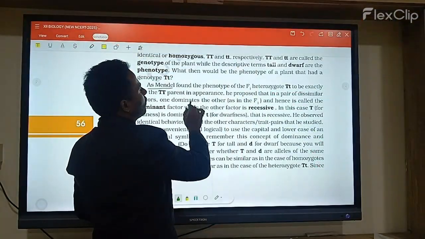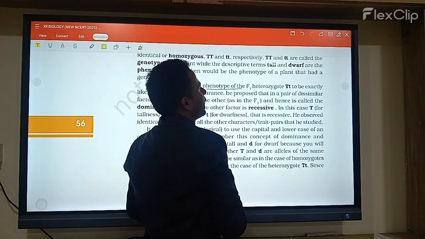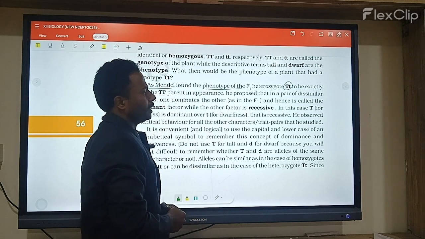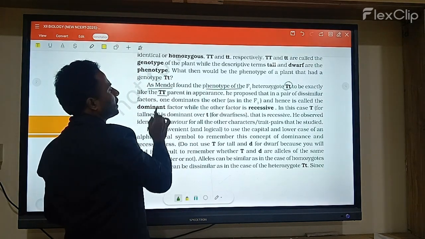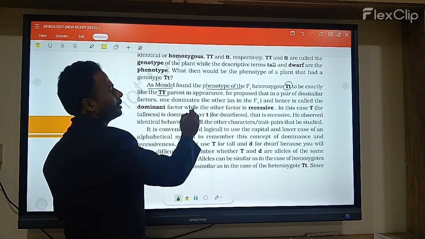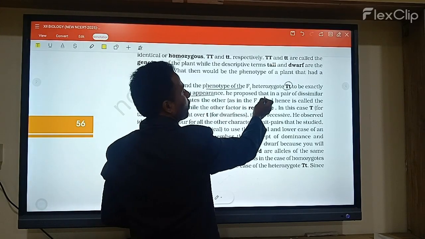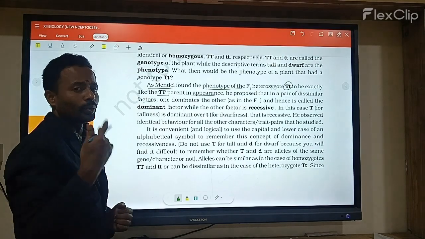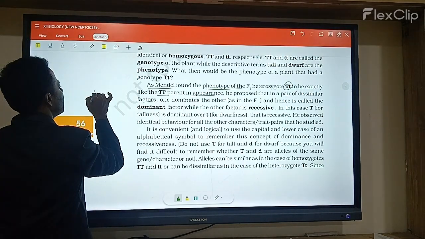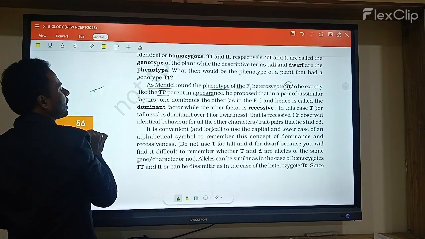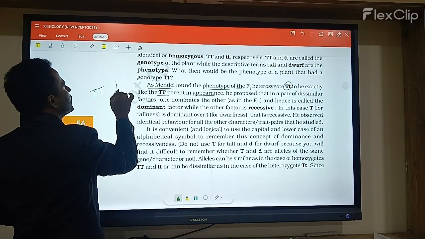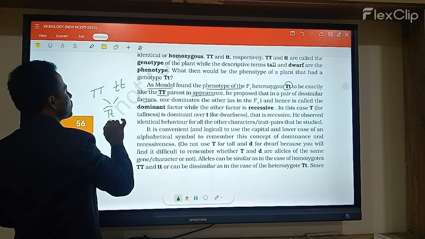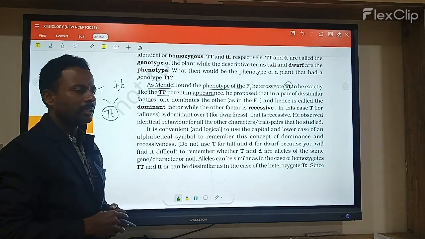As Mendel found the phenotype of the F1 heterozygote, that is capital T and small t, to be exactly like the capital T parent in appearance, he proposed that a pair of dissimilar factors are involved. So when you observe two dissimilar factors, how are they behaving here? In the parental characters, these are capital T and small t. These factors produce the heterozygous characters.